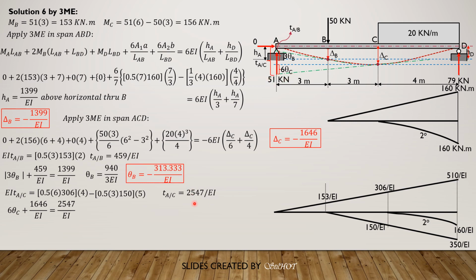tangent. And secondly, 2547 over EI is greater than delta C in magnitude. So that's why this figure is correct, because the deviation of A relative to C is longer than the absolute value of delta C. Because the tangent at C is inclined upward, theta C is positive. So from the figure, the deviation of A relative to C equals delta C plus 6 theta C. So 6 theta C plus delta C, 1646 over EI, equals the deviation of A relative to C. So theta C is positive 150.167 over EI, just like before. So that's it.